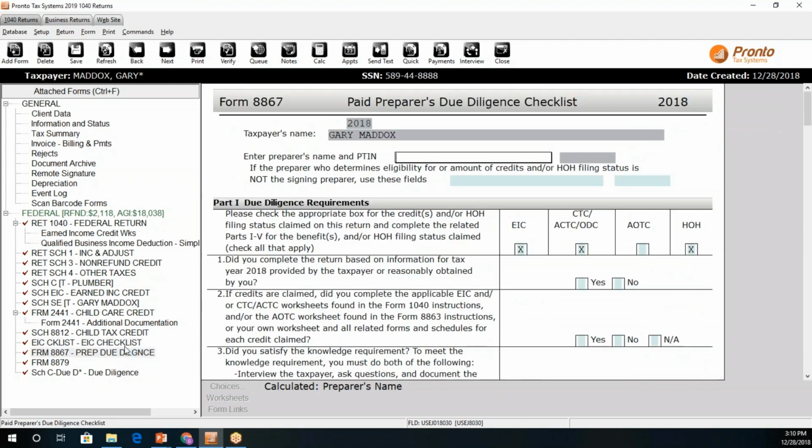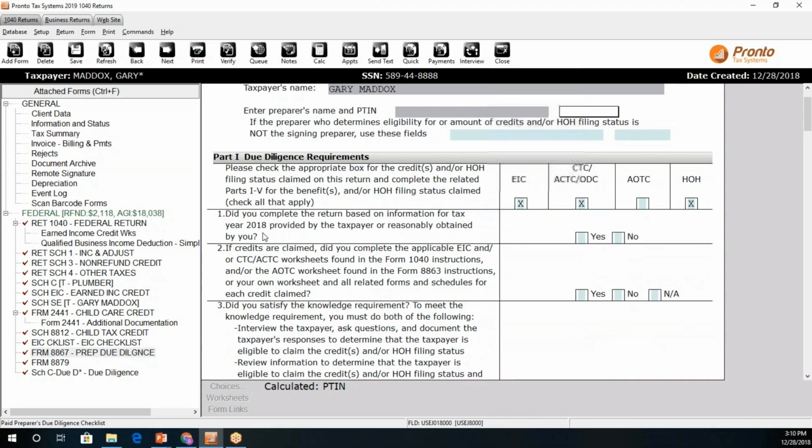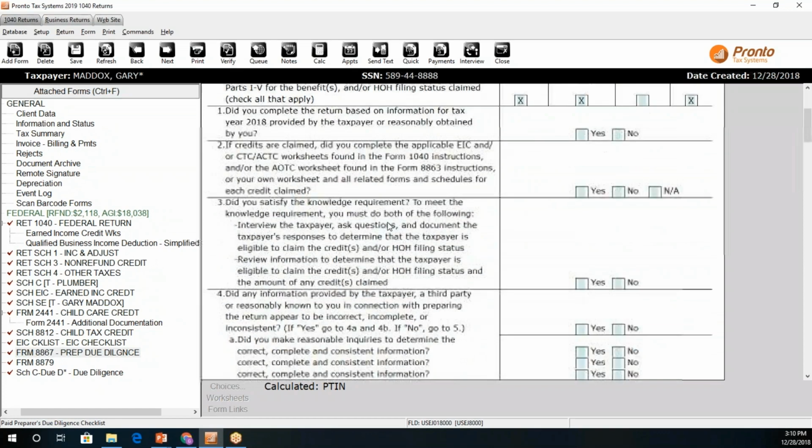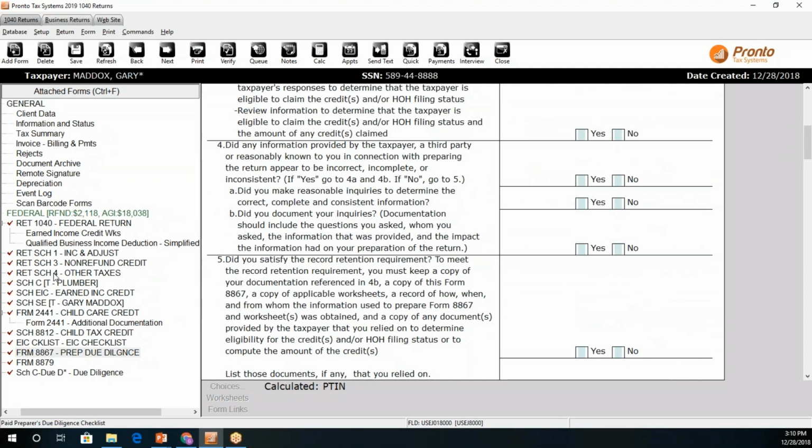The due diligence, preparer's due diligence checklist, the form 8867. This is where you would put your name and your PTIN number over here. I don't have one, so I will leave it blank. So that will be one of my errors.